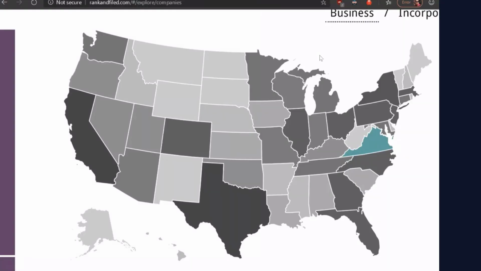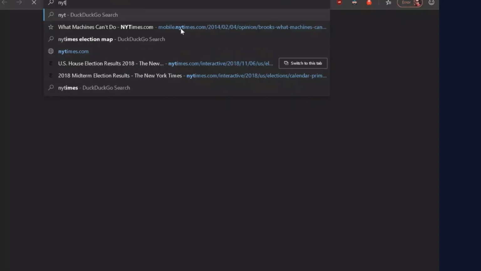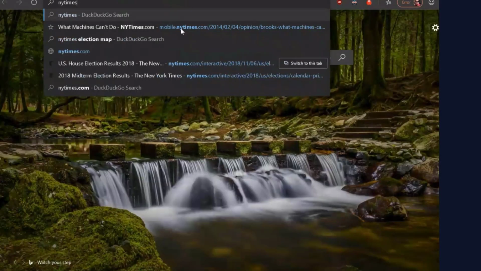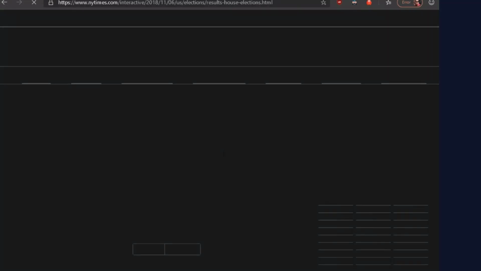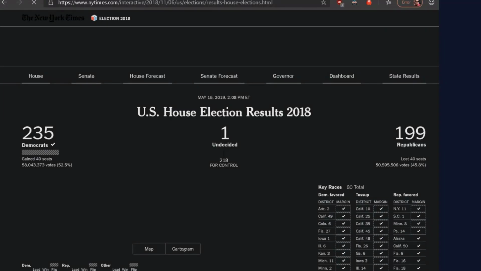Maps are very, very deceiving. Let me give you another example. The New York Times. Okay, the New York Times does a lot with visualizations. They have some really interesting things. So here are the results from the midterm elections. This was last year's election.